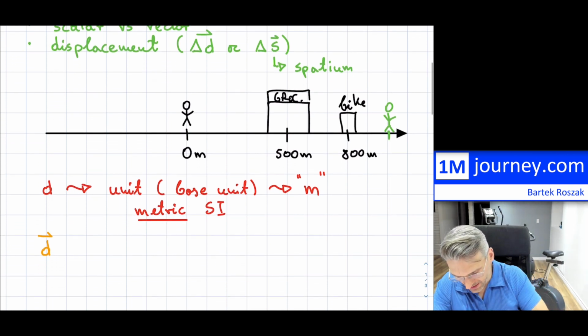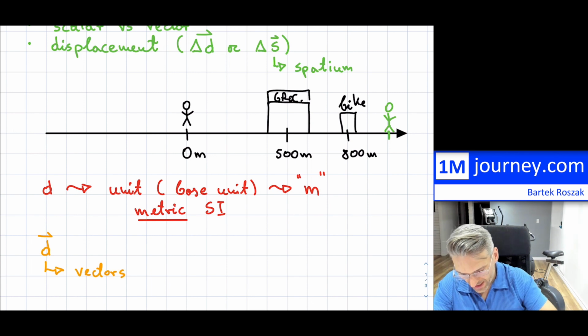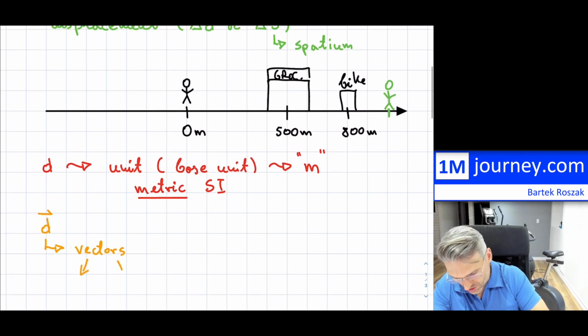And what it means is whenever we give a direction, we start talking about vectors. So vectors have both a magnitude and a direction.